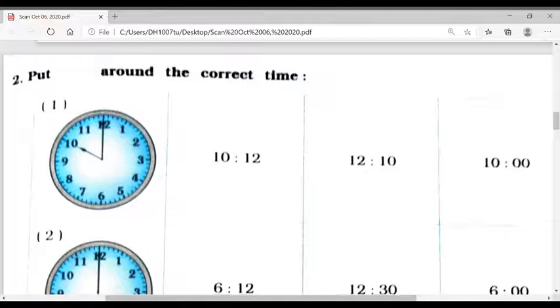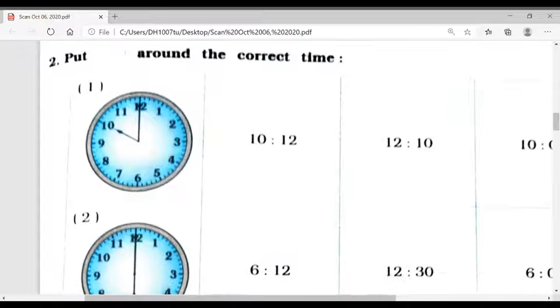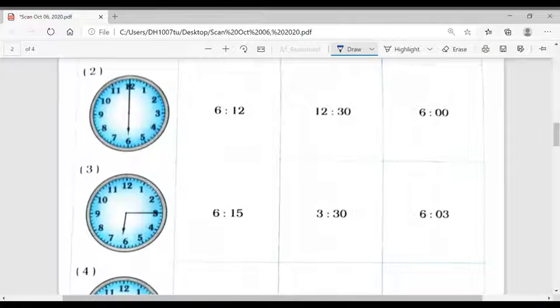Question number 2, what time is it showing? The first clock is showing what time, that is 10 o'clock. So option C is correct. Next, what time is shown by clock 2? That is 6 o'clock, because the hour hand is towards 6 and the minute hand towards 12.